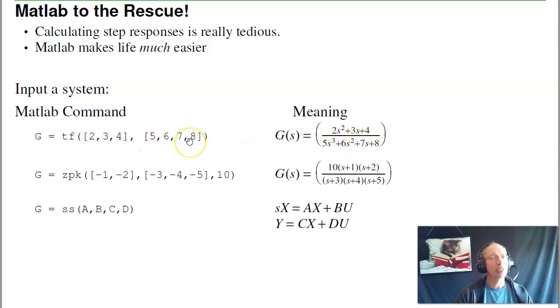And the denominator polynomial. You can also input a system in terms of poles and zeros. Actually, first one's the zeros. The first one has a 0 at -1 and -2. I've got poles at -3, -4, -5. And a gain up on top times 10. A third way to input is state space. In matrix form, I can have x dot equals ax plus bu, y equals cx. We'll be doing that in a couple lectures. That's the third way to input the system.